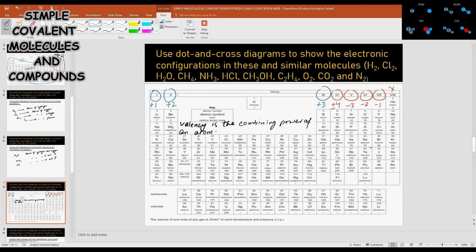For group 6, it's -2, which indicates that they are going to gain 2 electrons. Group 7, they're going to gain 1 electron. That's why it's -1.